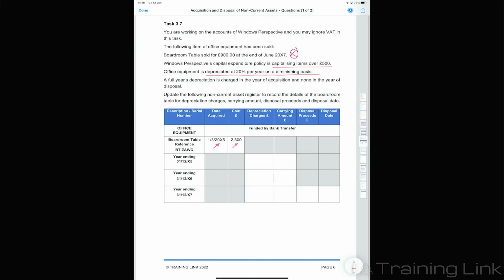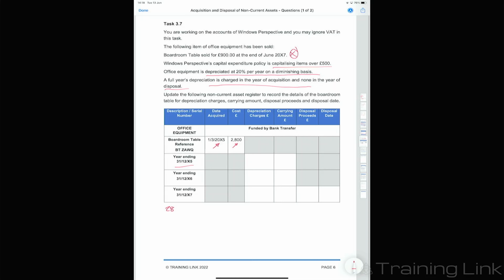And again, a full year's depreciation is charged in the year of acquisition and none in the year of disposal. That's going to form an important part of this as well. So let's have a look at calculating the depreciation here. So year end is the 31st of December. So at the end of 2015, the asset at cost was £2,800. So working on the diminishing basis, we're just going to charge 20% depreciation to that figure.